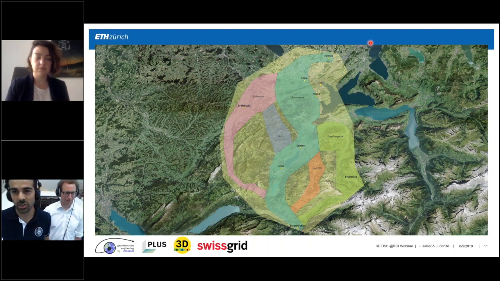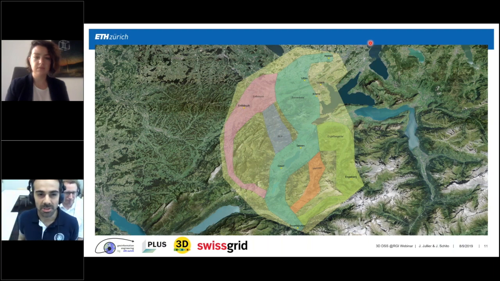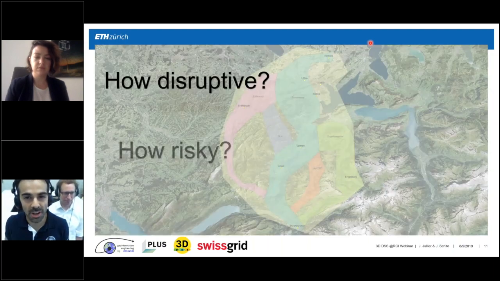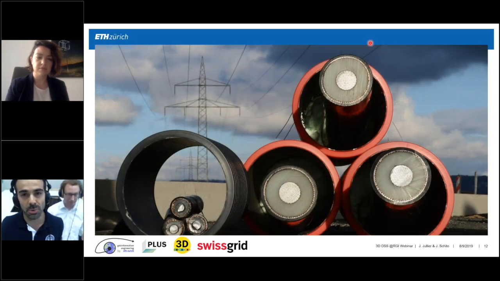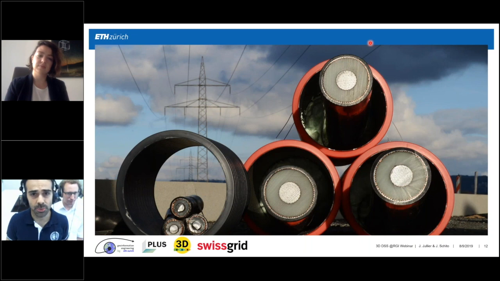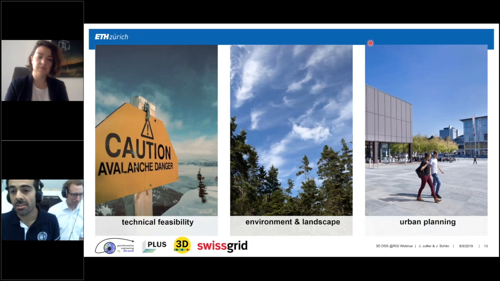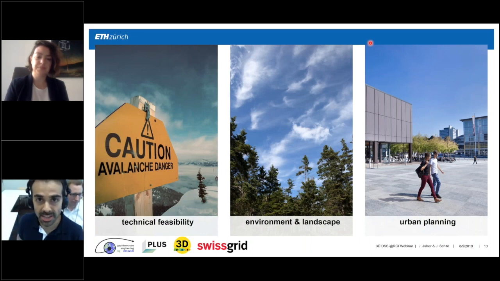But the question now arises, how disruptive, how risky, or how expensive are these corridors, these solutions? And we want to tackle this. We want to tackle this not just for overhead lines, but also for earth cables in future. That's our main objective. And we take into consideration the technical feasibility, as well as environmental landscape issues, as well as planning.